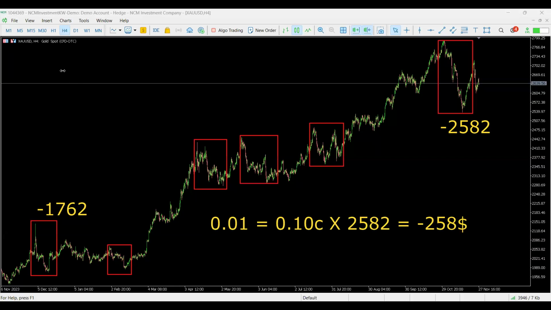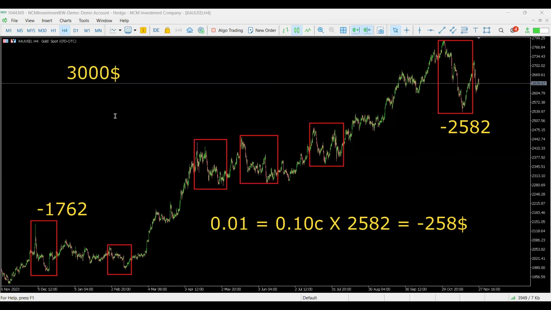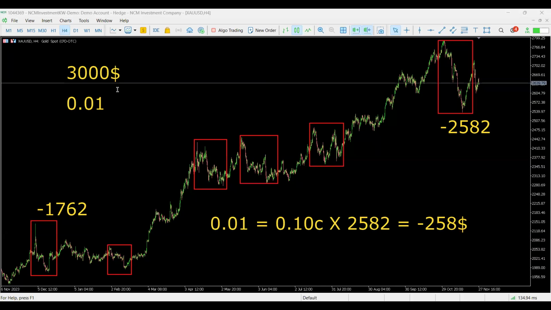If I had, for example, a $3,000 account, now I know if I use a 0.01 lot and the market crashed, went against me, started to tank down, I am fine. I'm in a safe zone. My account has the capacity of tolerating this kind of drop.